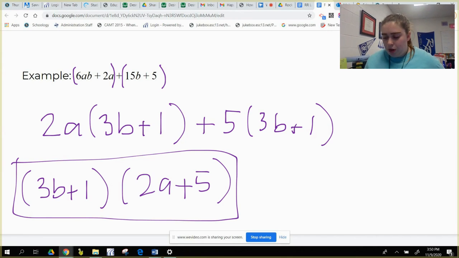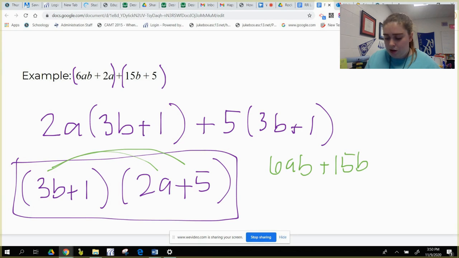So let's do FOIL. Love using FOIL. So let's do the first two terms. 3b times 2a, that's going to be 6ab. And then the outside terms, 3b times 5, that's going to be plus 15b. And then the inside terms, 1 times 2a is plus 2a. And then the two last terms would be plus 5.